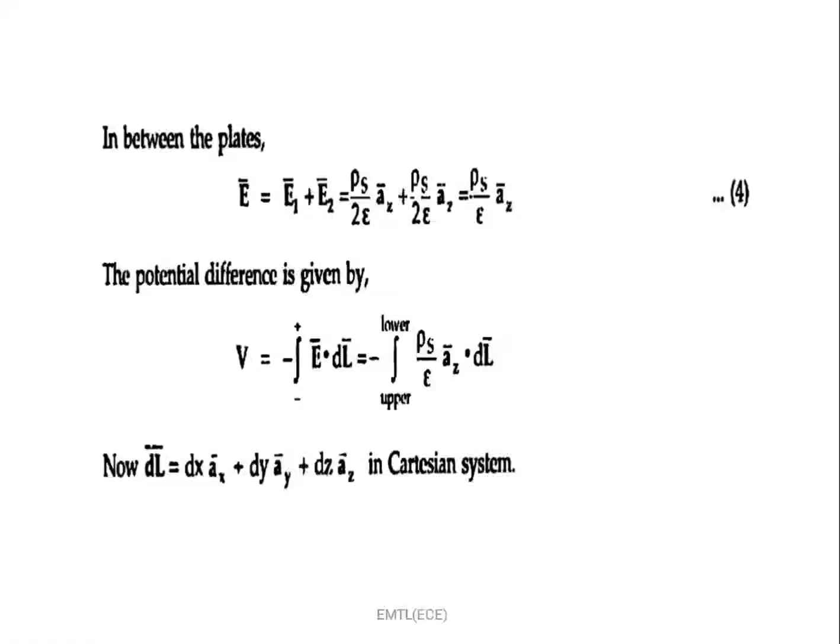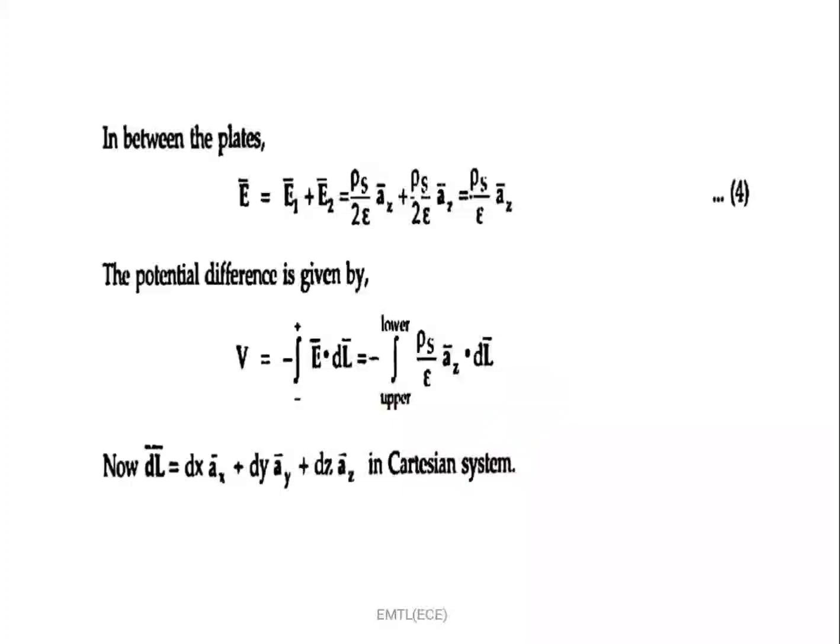So when we know the value of E, we can use the relation between potential difference and E, that is electric field intensity. So this is the relation between V and E. V is equal to minus integral E bar dot dl, that is upper to lower. Now substitute the value of E in this expression. So E bar dot dl, so E bar value is rho s by epsilon Az bar dot dl bar.